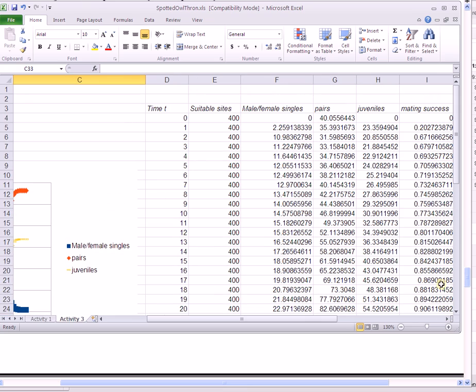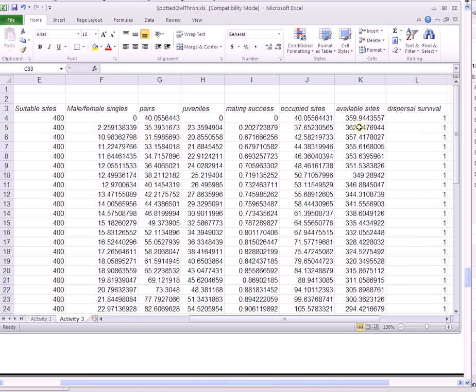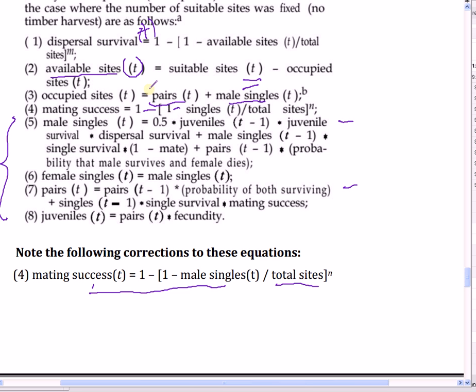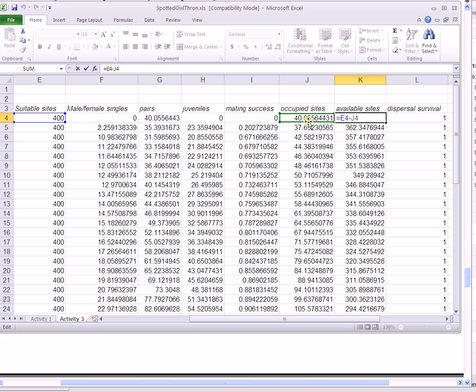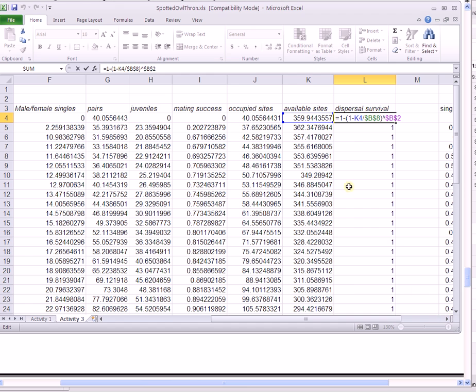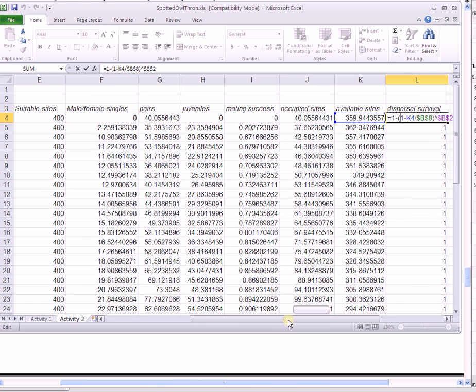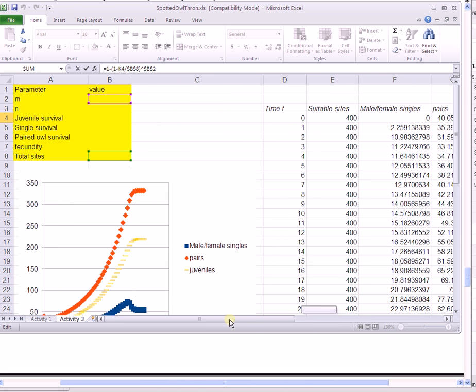So this was available sites. Let's look at dispersal survival. Dispersal survival I put here, and it's 1 minus K4. You'll have to look at what K4 is. K4 is the available sites, divided by B8. B8 is the total sites. Okay, I have that hidden.